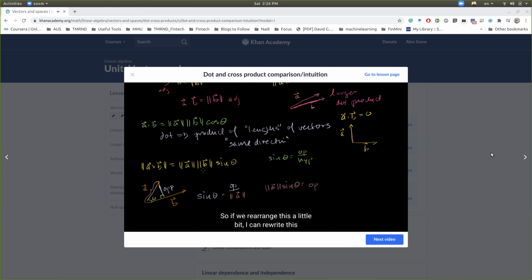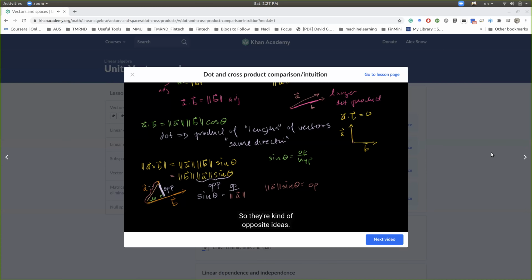So if we rearrange this a little bit, I can rewrite this as equal to, I'm just going to swap them. I have to do it with the dot product as well. This is equal to B, the length of vector B times the length of vector A, sine of theta. Well, this thing is just the opposite side, as I've defined it right here. So this right here is just the opposite side, this side right there. So when we're taking the cross product, we're essentially multiplying the length of vector B times the part of A that's going perpendicular to B, right? This opposite side is the part of A that's going perpendicular to B.